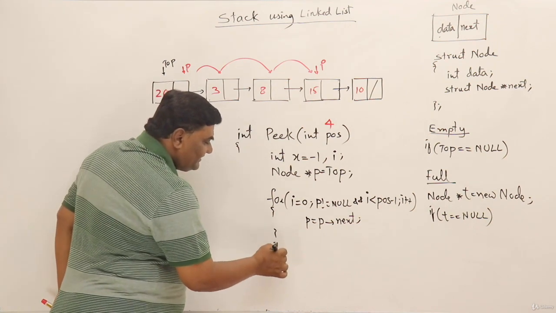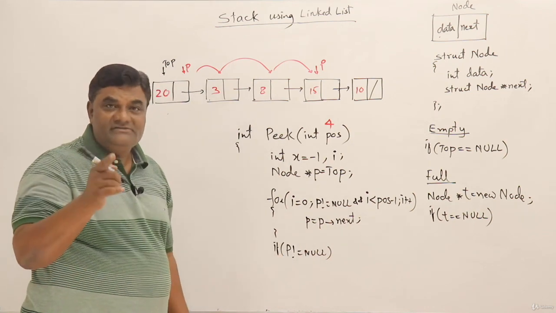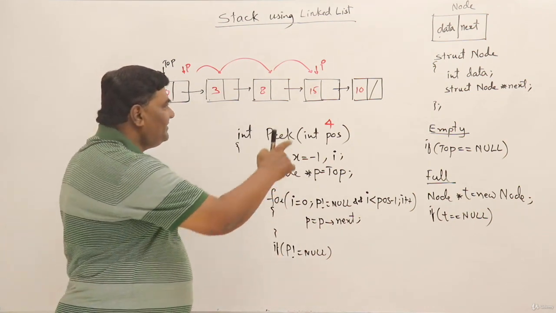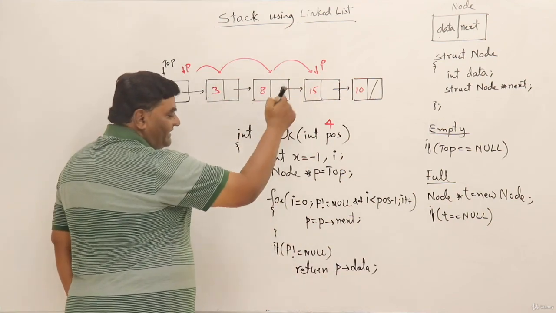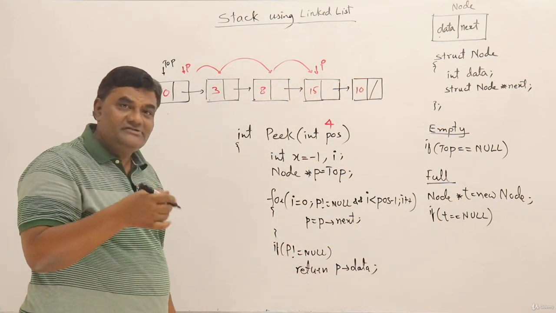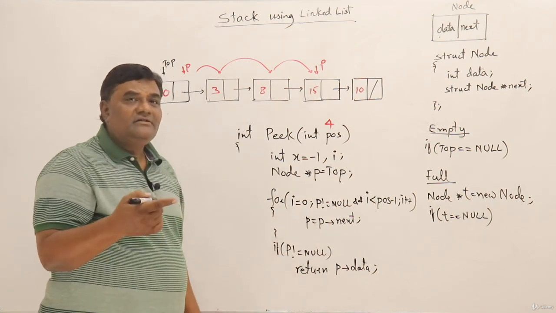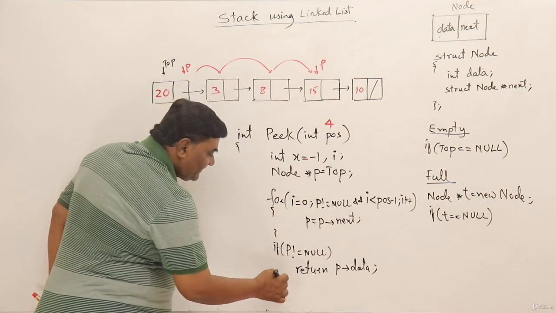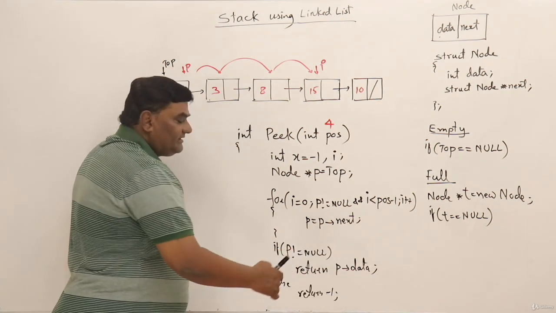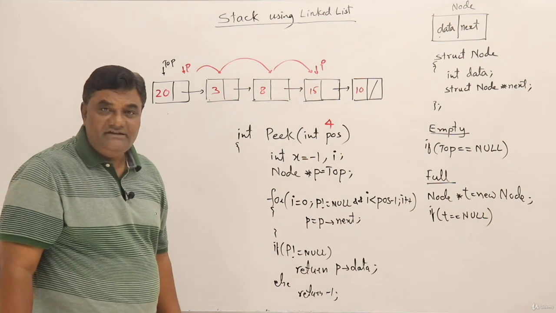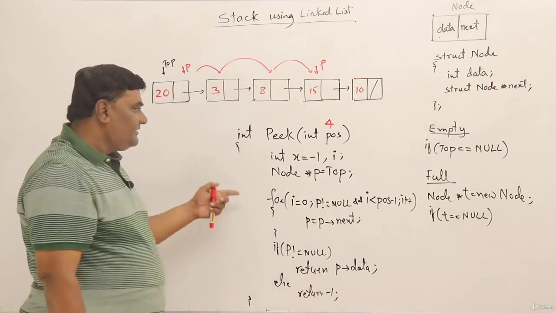So after the loop, check if P is not equal to null, means it is valid. Then return the element at that position, 15. Return P's data. This is not deleting, just we are sending the value, copy of a value. If it is null, then return -1. Else return -1. It means that position was invalid, so we don't have data there. That's all with this peek function.